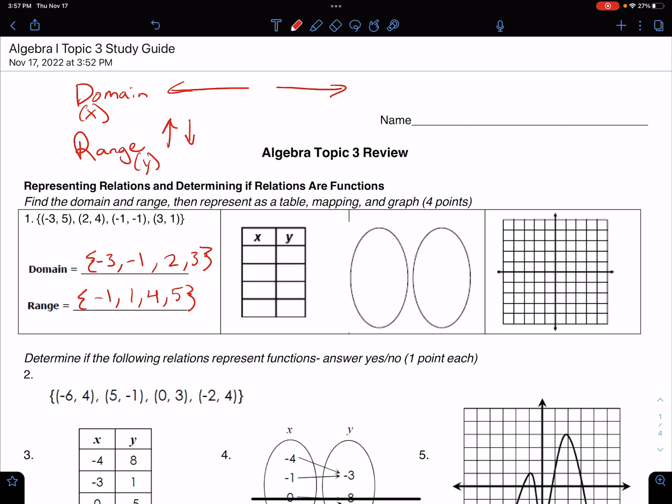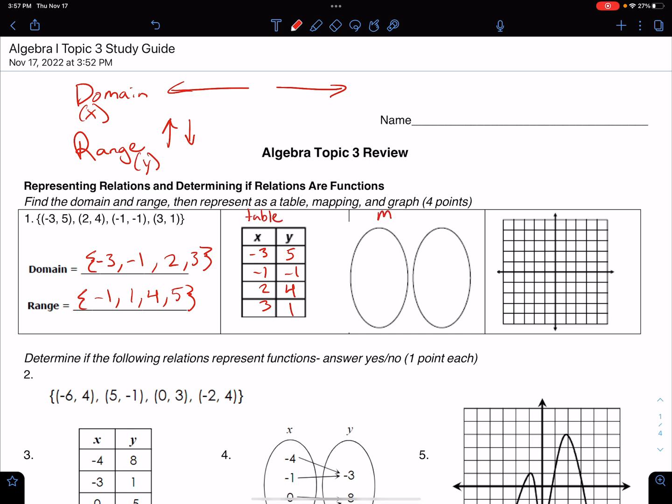I can also write my ordered pairs in a table. So my x's are -3, -1, 2, and 3. My y that goes with -3 is 5. My y that goes with -1 is -1. My y that goes with 2 is 4. My y that goes with 3 is 1. Right? So I said I could represent it in a table.